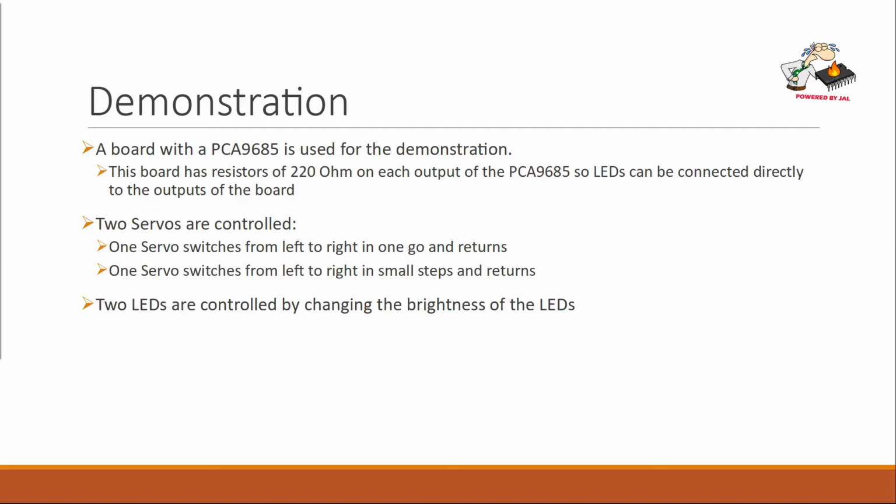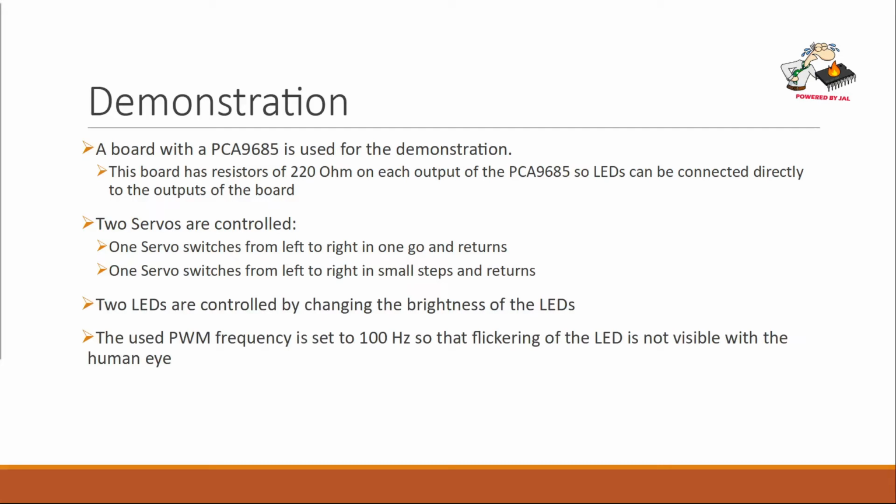There will also be two LEDs which are controlled, and we're changing the brightness of the LED. For this demo I used a PWM frequency of 100 Hz so that you can't see the LED flickering, but of course the camera will notice the flickering but the human eye will not. The default PWM frequency of the device is 200 Hz. And the cycle as mentioned above will be repeated in an endless loop.